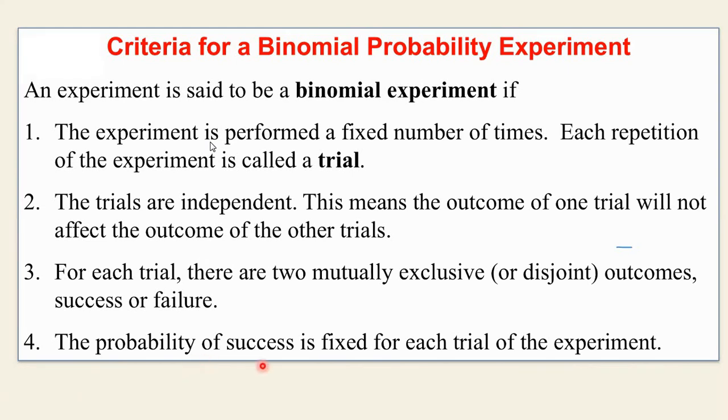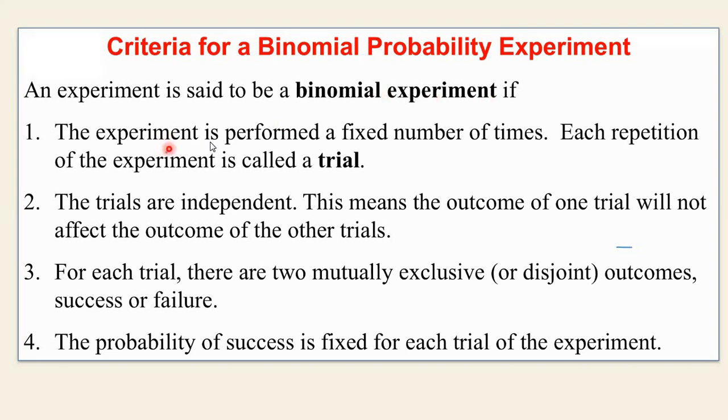Right? Then the probability of success is fixed. That means for each trial of the experiment, it will not change. The first time, the probability of success is p, and the second trial also it is p, and the third trial also it is p. So the probability of obtaining success is the same for each and every trial. If these four criteria are satisfied, then that experiment is called a binomial random experiment.